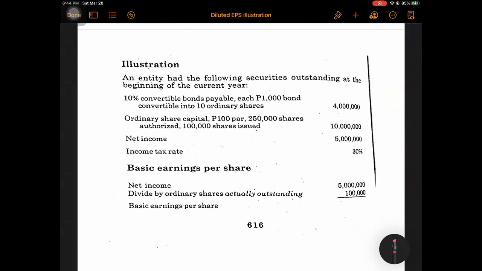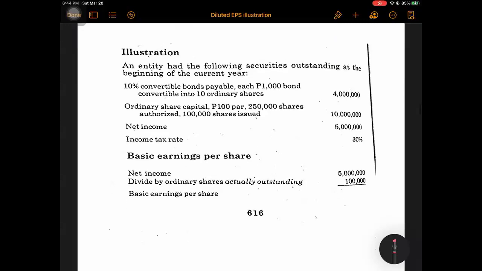Okay, this is the case if you have a convertible bonds payable and you need to compute the diluted earnings per share. An entity had the following securities outstanding at the beginning of the current year. 10% convertible bonds payable each, 1,000 bond convertible into 10 ordinary shares. Therefore, every 1,000 peso bond can be converted into 10 ordinary shares.